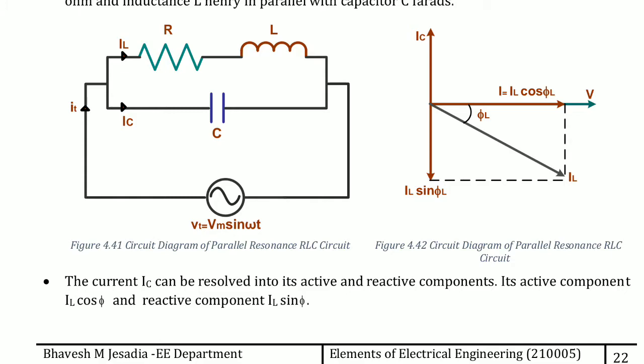The capacitor current IC is resolved into two components of current. One is the active component of current and the other is the reactive component of current. The active component of current is IL cos phi, and the reactive component of current is IL sin phi. So the current is divided into IL cos phi and IL sin phi.